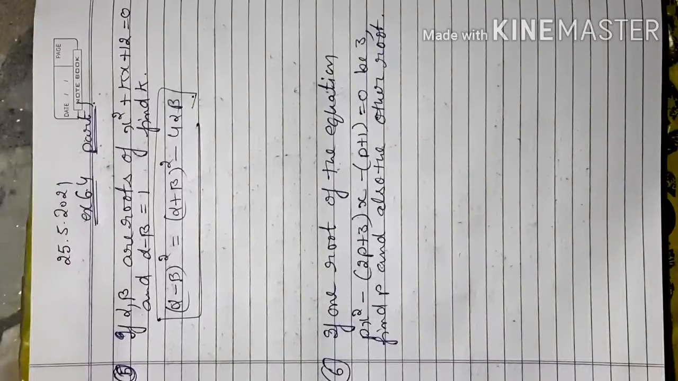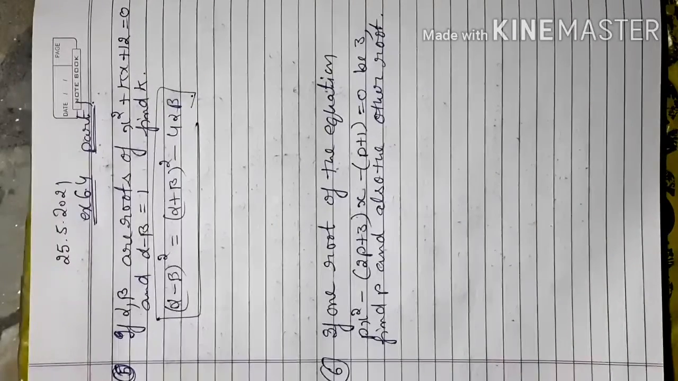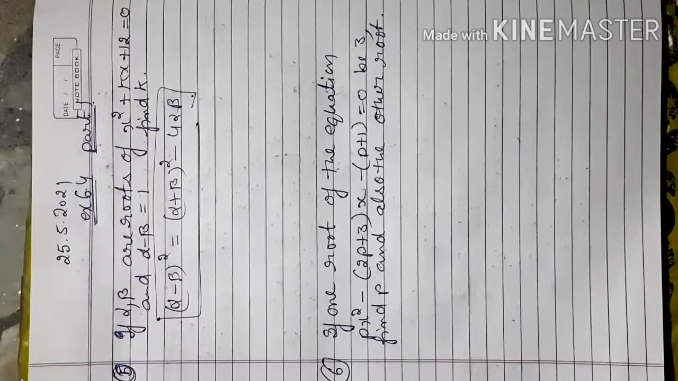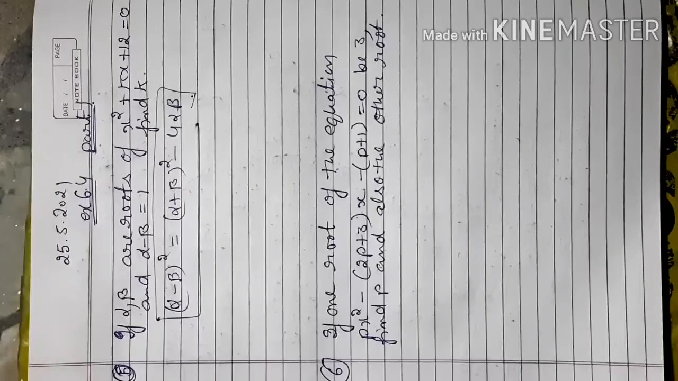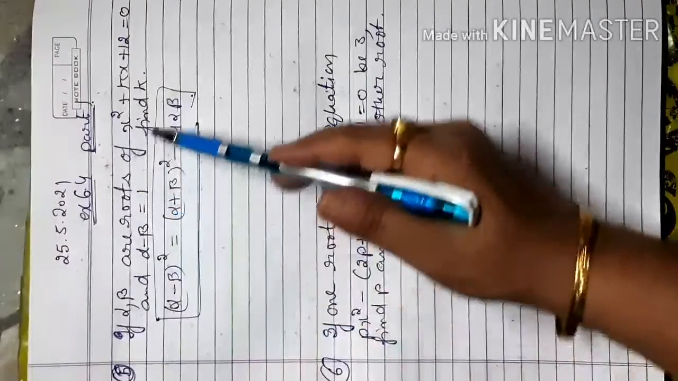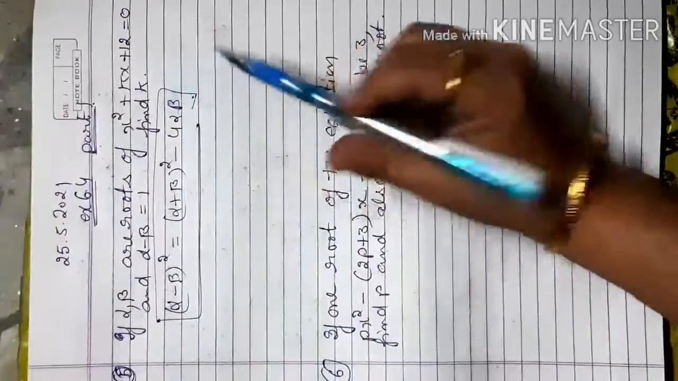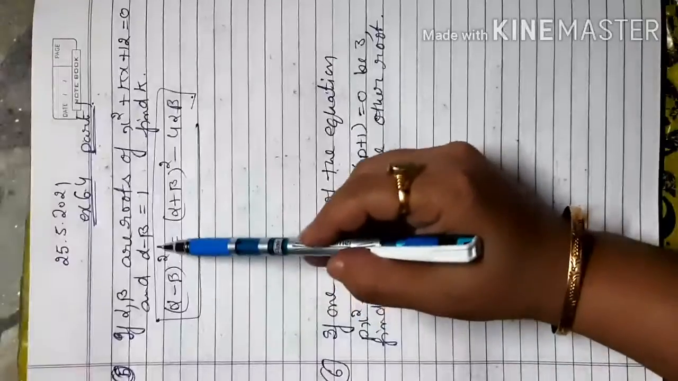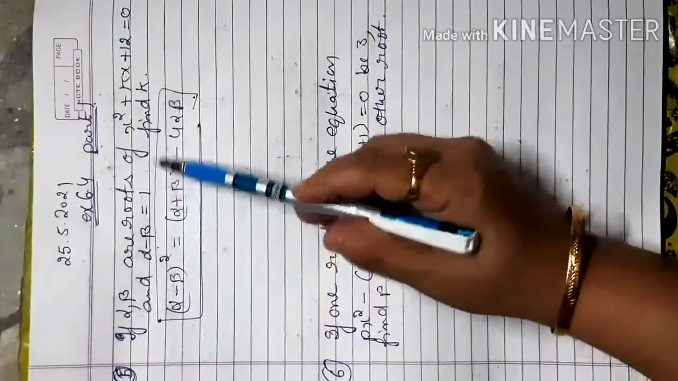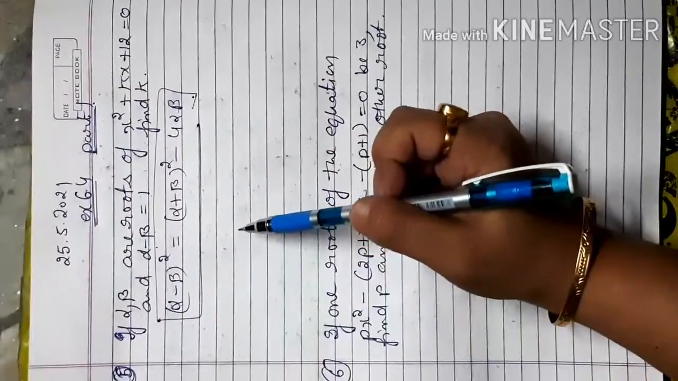Good morning everyone. Today we will discuss some questions of exercise 6.4. So here our fifth question is, if alpha, beta are roots of x² + kx + 12 = 0 and alpha minus beta is equal to 1, you have to find the value of k in this case.